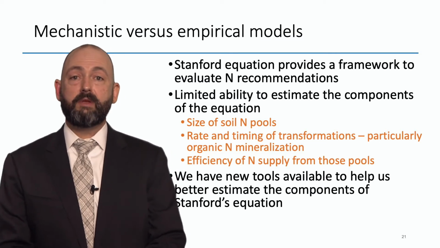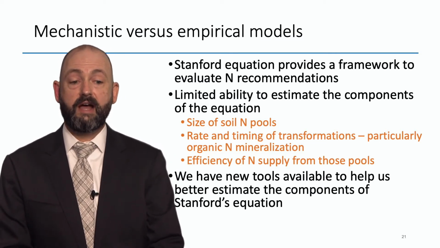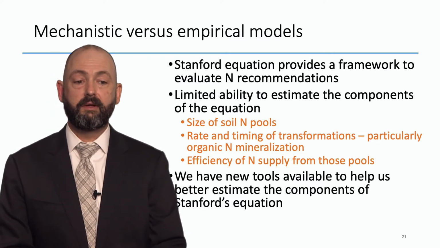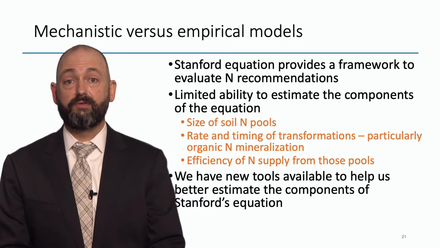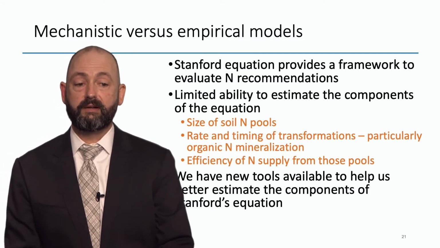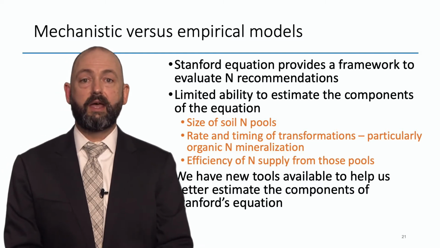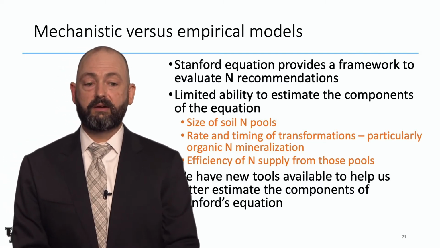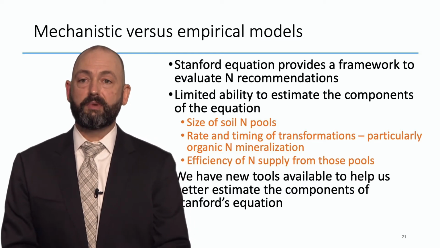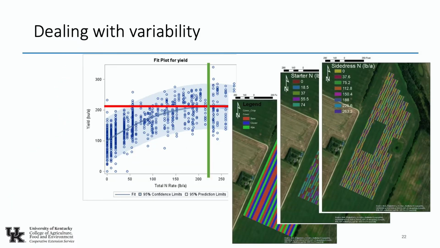The rate and timing of transformations are difficult to predict because of climate interactions, but we're getting better at climate modeling. So organic nitrogen mineralization, while very good for the crop, can be very difficult to predict. And then efficiency of supply, basically root depth and how the crop interacts with the soil supply, also complicates matters. We do have some tools to help us, and I'm going to spend the balance of this presentation talking about those. So how do we deal with this variability?